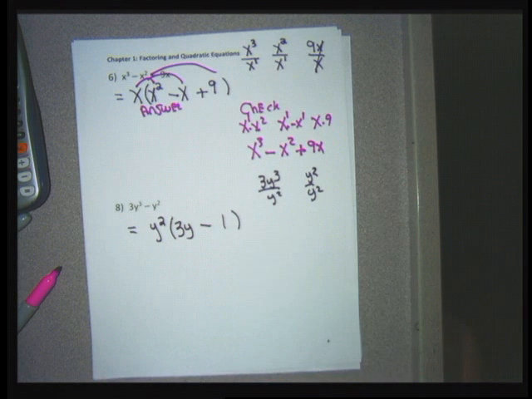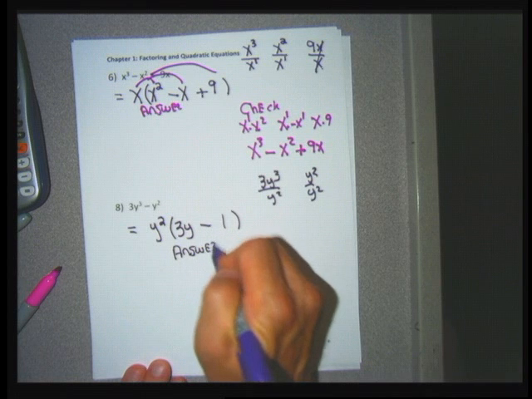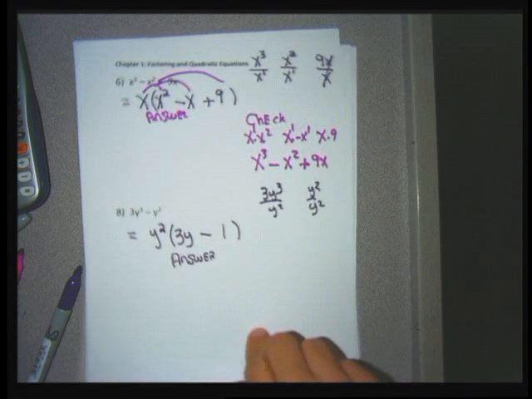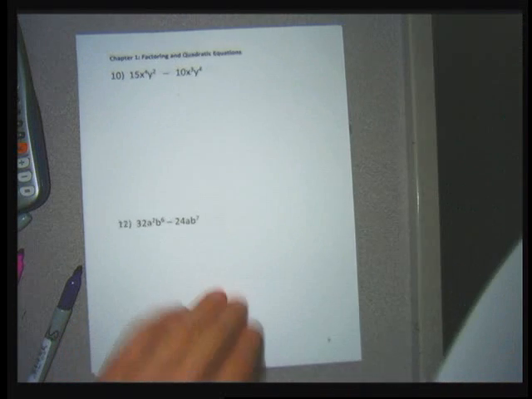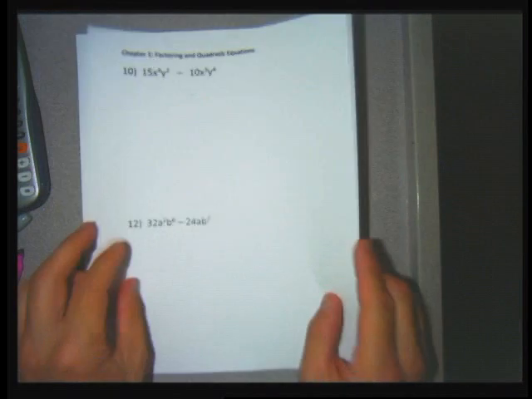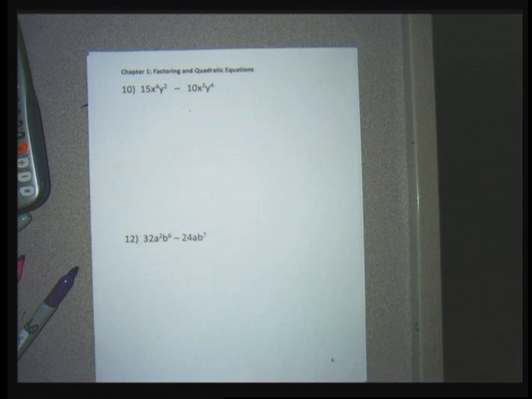So that's the answer. If I wanted to, I could multiply this back out, and it should equal exactly the original problem. Again, my videos get too long anyway, so I'm going to try to speed them up a little bit with stuff that I think you can do. 10 and 12, 14 and 16 look messy. They're going to have kind of 3-part common factors.